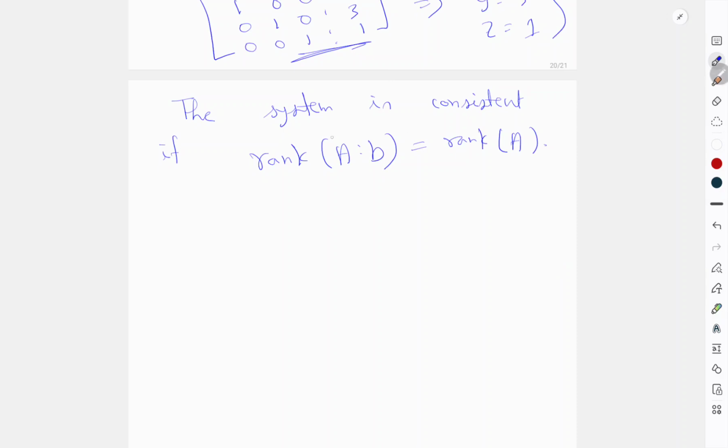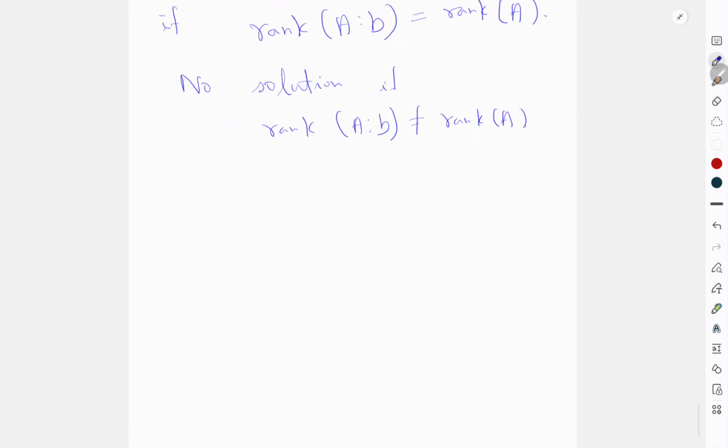This is the system. One minute, let me write. Consistent means it has some solution. The solution may be unique, may be infinite. And no solution if the rank of AB is not equal to the rank of A.